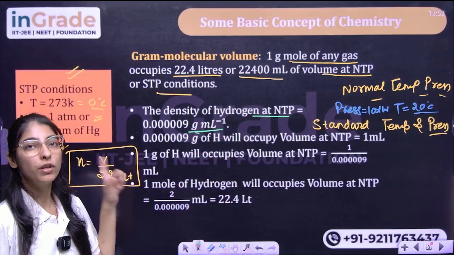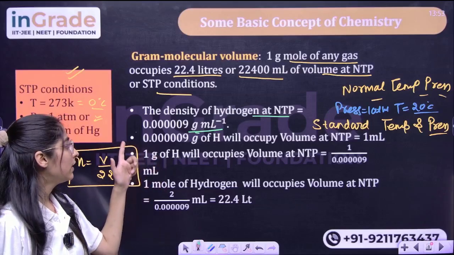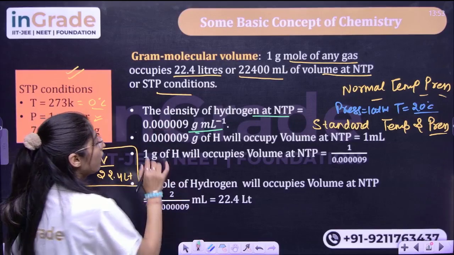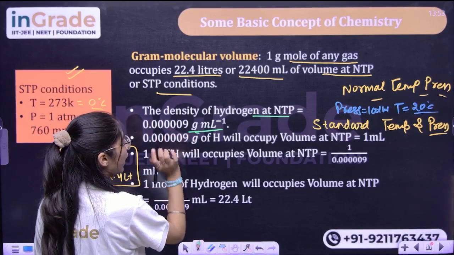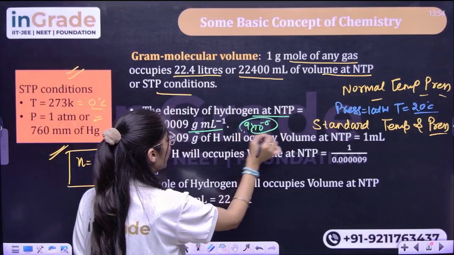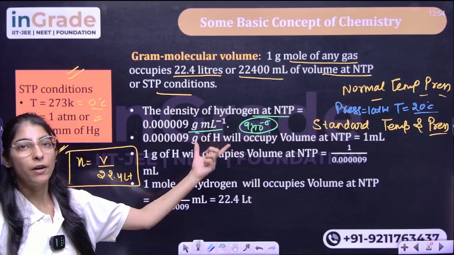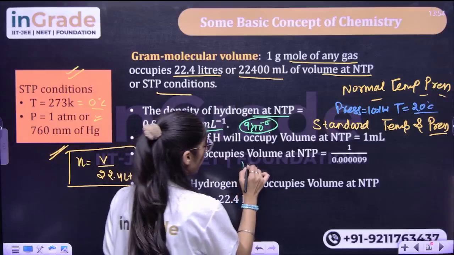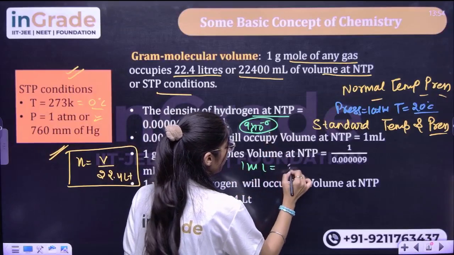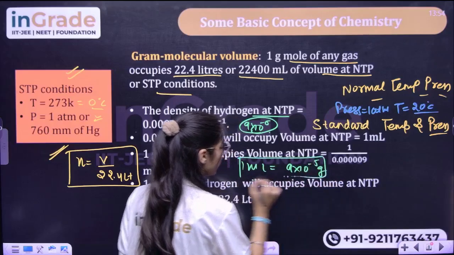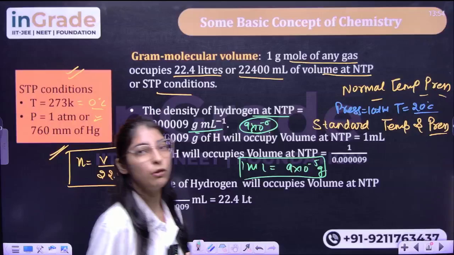In the unitary method, it simply says that 0.00009, that is 9 into 10 to the power minus 5 gram of hydrogen, is present in 1 ml. In 1 ml this much gram of hydrogen is present, and we have to calculate the volume.